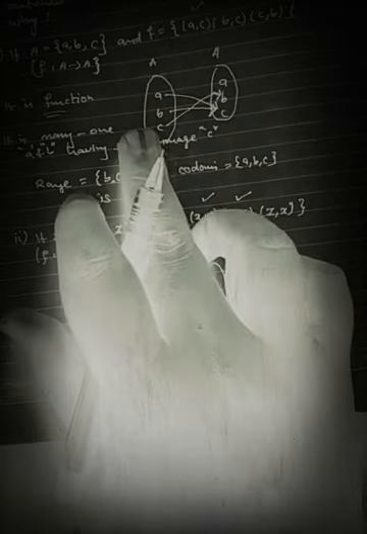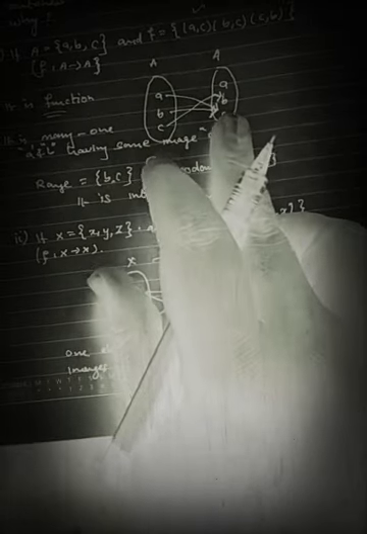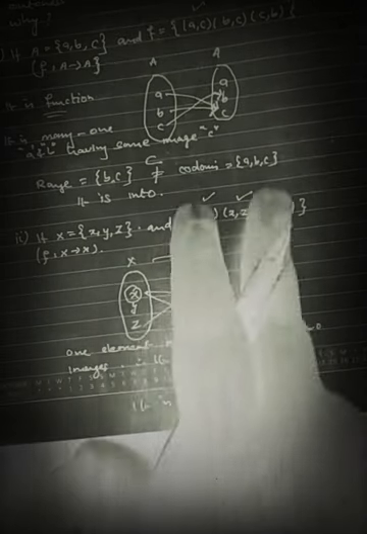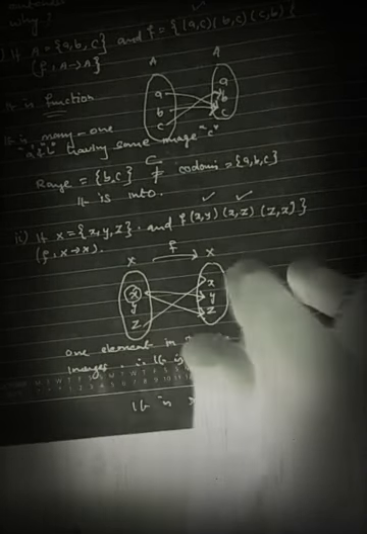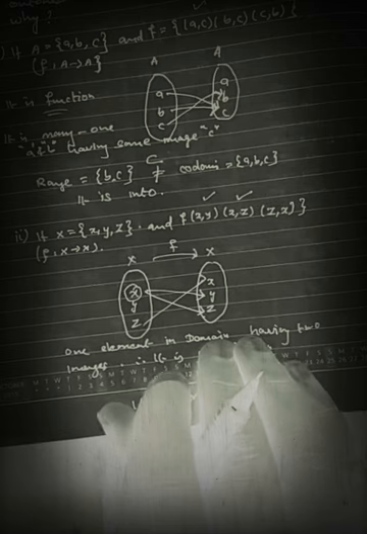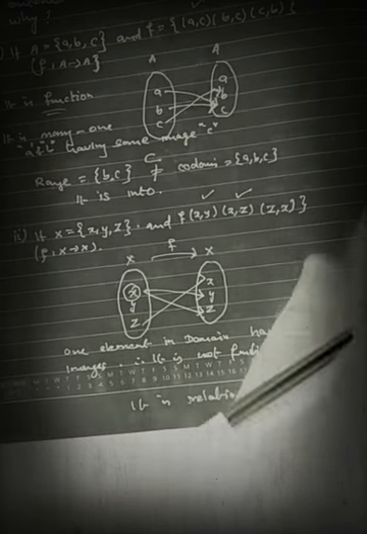Two different persons can be in the same place, but one person cannot be in two different places. That's why we are saying it's just a relation. It is not a function. Is it clear? Okay. Let's go to the next problem.